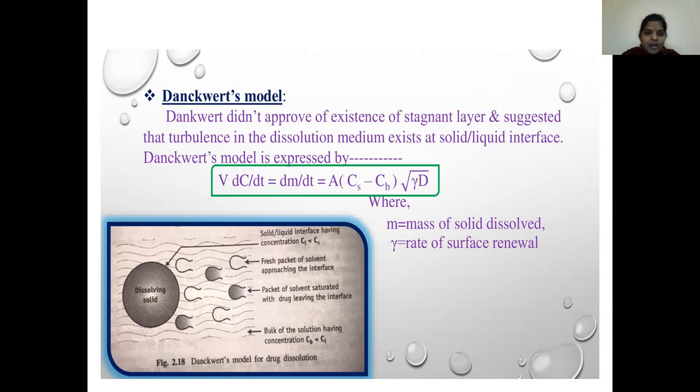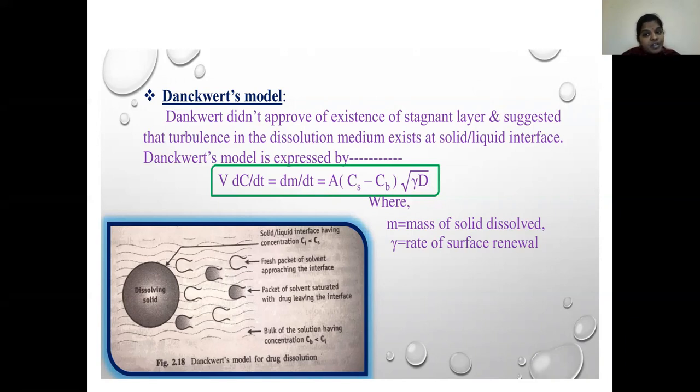What does it say? Danckwerts did not approve the existence of a stagnant layer and suggested that turbulence in the dissolution medium exists at the solid liquid interface. Once again, read it. Danckwerts did not approve the existence of a stagnant layer. That means here no stagnant layer formation will take place.